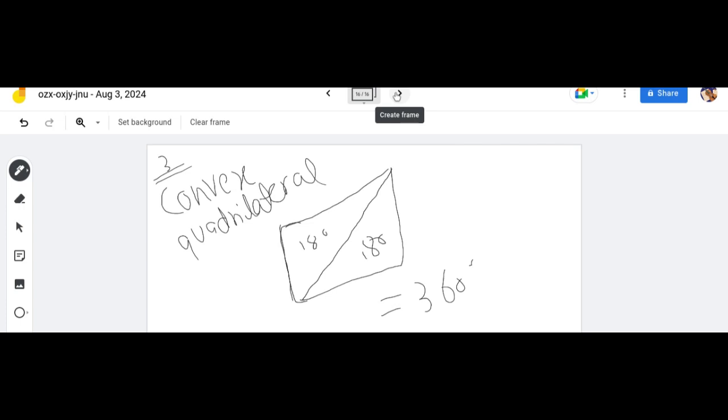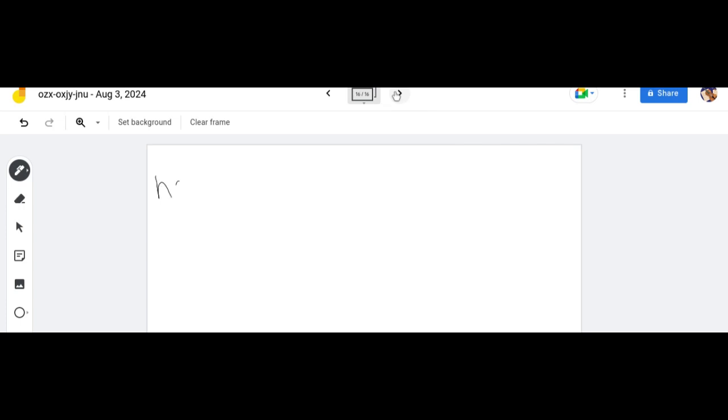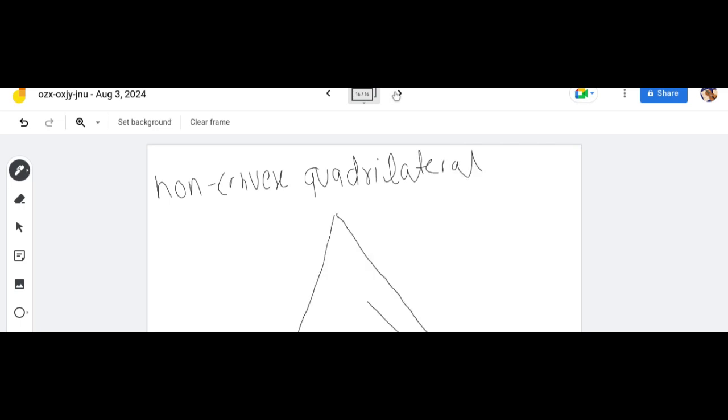For the non-convex quadrilateral, for example, this is the picture which is the best example of a non-convex quadrilateral. If I split from here, then it will look like two different triangles, and one triangle has a sum of 180, another one has a sum of 180. So the sum is 360. Now we have to write the answer.